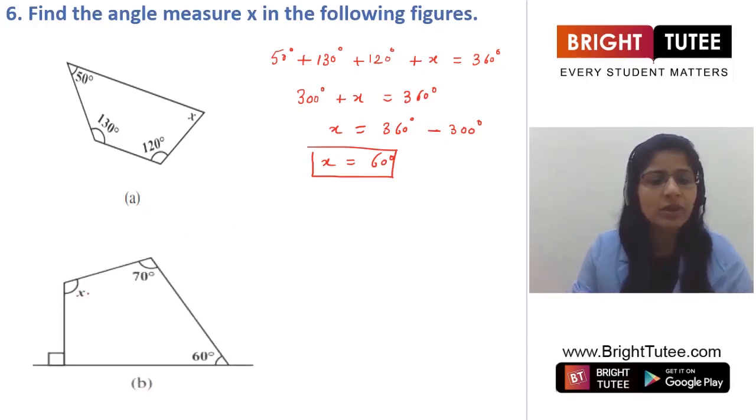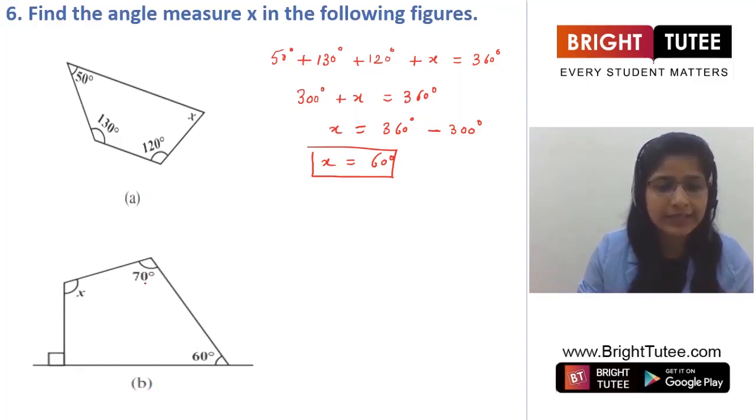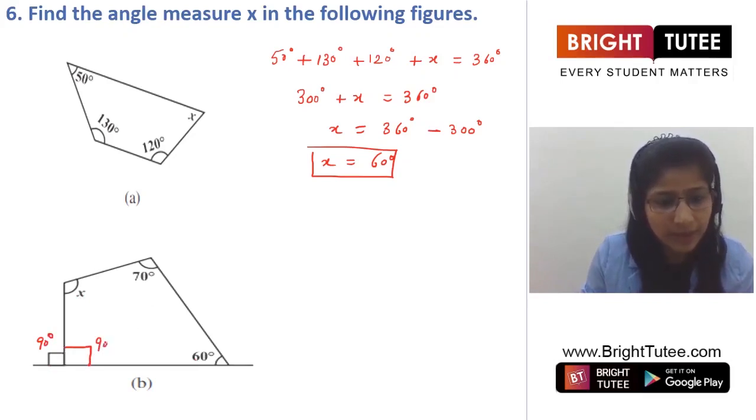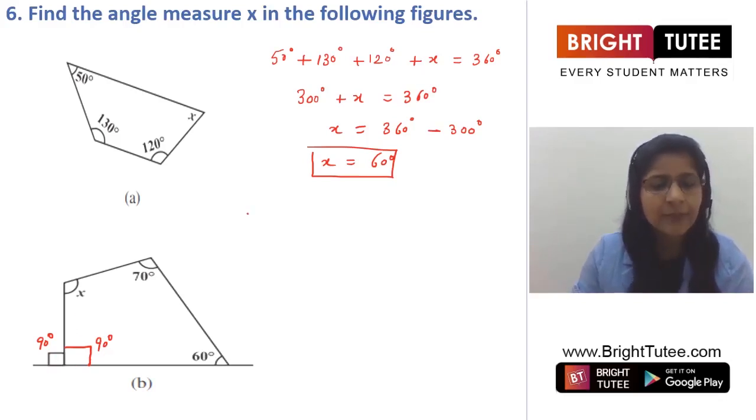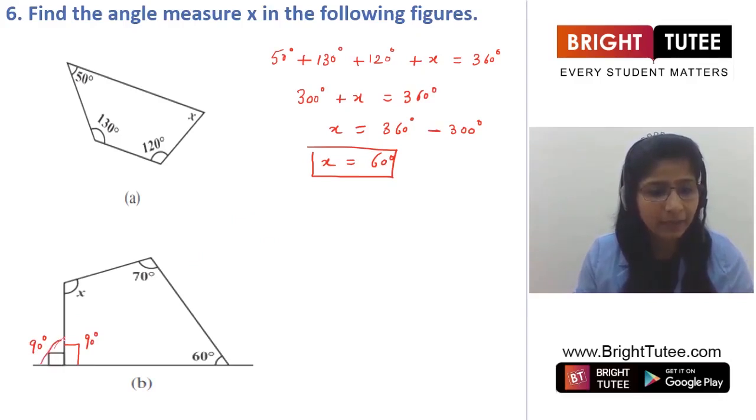In this also we have been given 2 angles, 70 degrees and 60 degrees, and we have to find x. The first thing we can note is that this angle is 90 degrees. What about this angle? This will also be 90 degrees. The reason is that they form a linear pair, right? If one is 90 degrees, the other will also be 90 degrees. It is perpendicular to it. This complete angle, if we mark it like this, is 180 degrees. If this one is 90 degrees, this will also be 90 degrees.